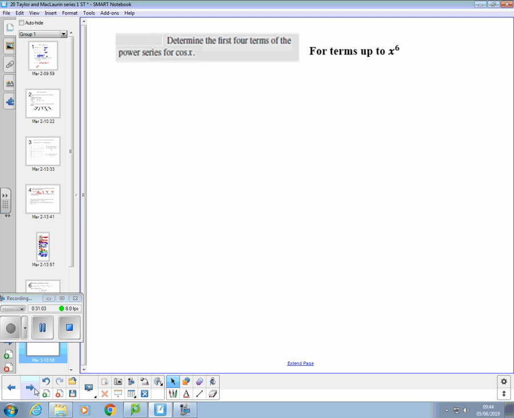Okay, so what we're going to do is find the first 4 terms of the power series of the function y is equal to cos x. We're going to do it up to the x to the power 6 term. I'm going to do the Maclaurin series.